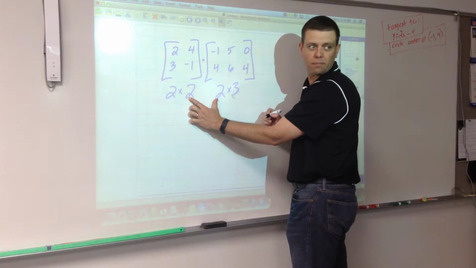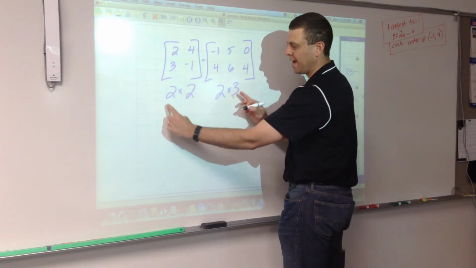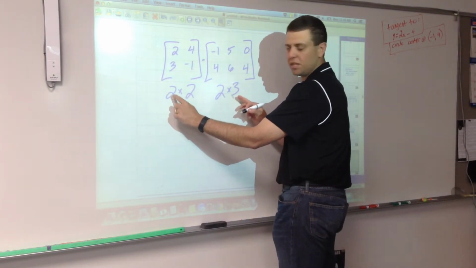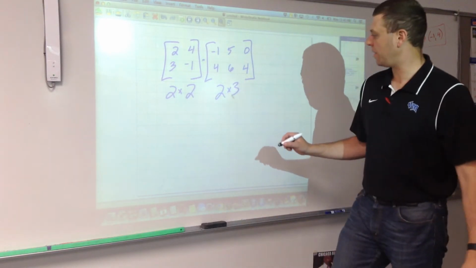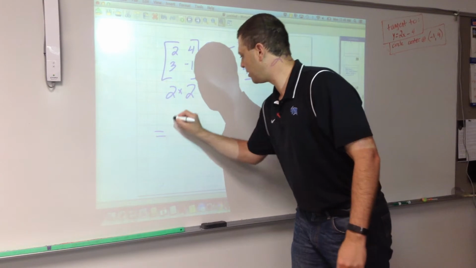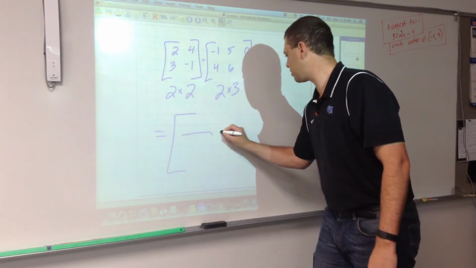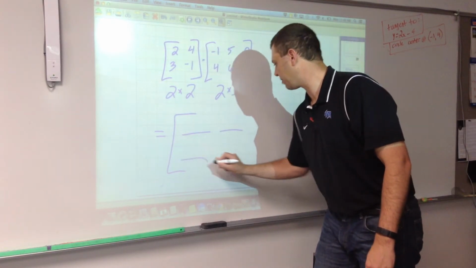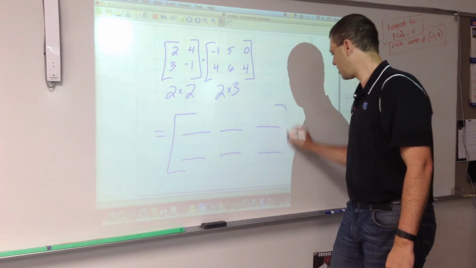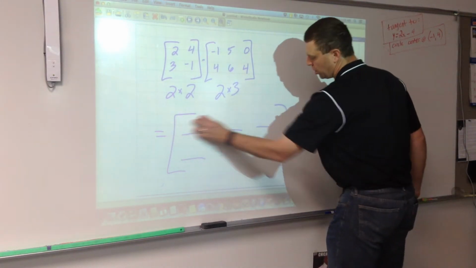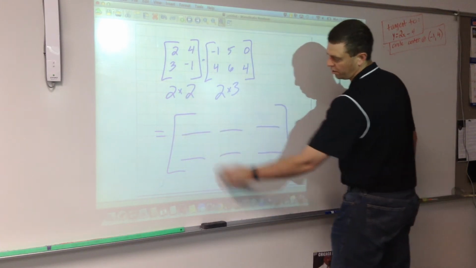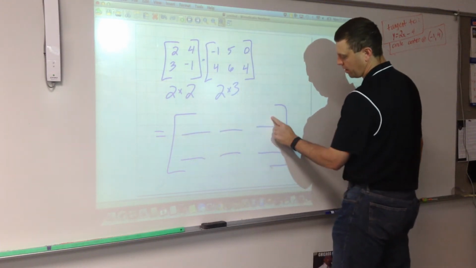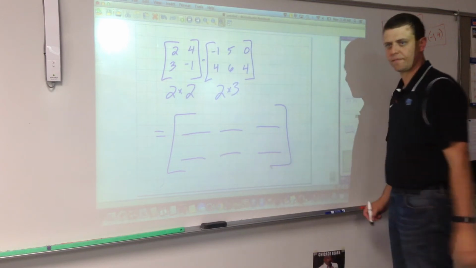Then, now that we know we can multiply these two matrices together, I look at my two outside values to say, okay, that means my answer is going to be a 2 by 3. Alright? So my answer will have 2 rows and 3 columns in it. I'll end up getting an element here, an element here, an element here, here, here, and here.